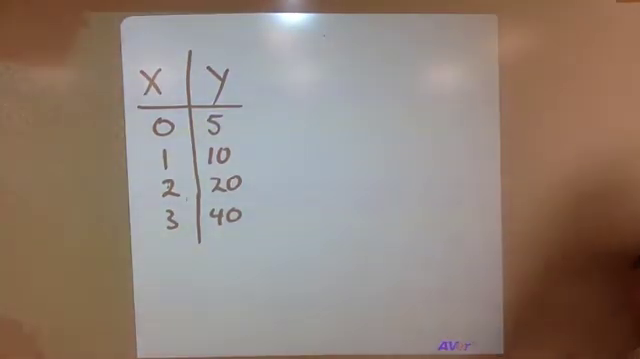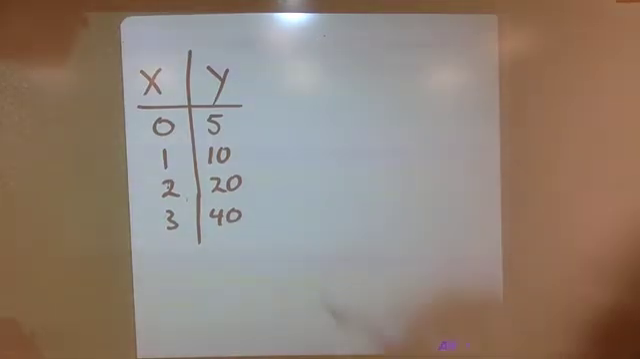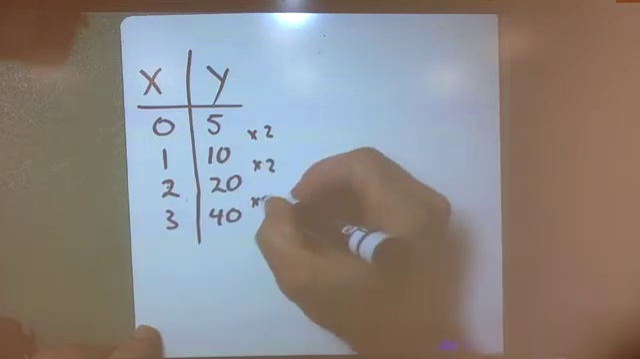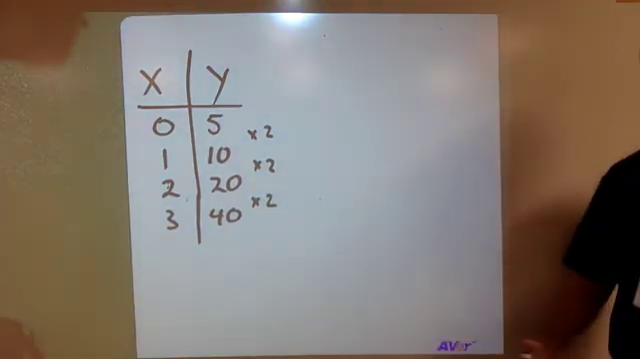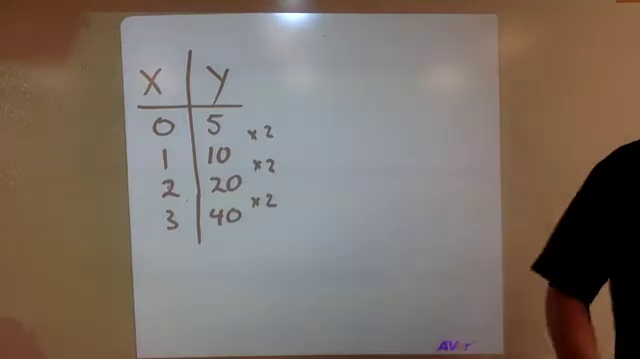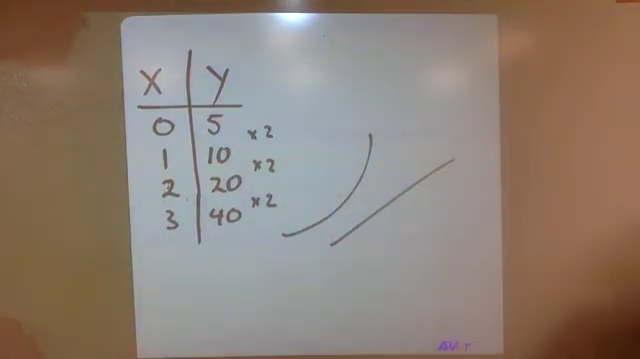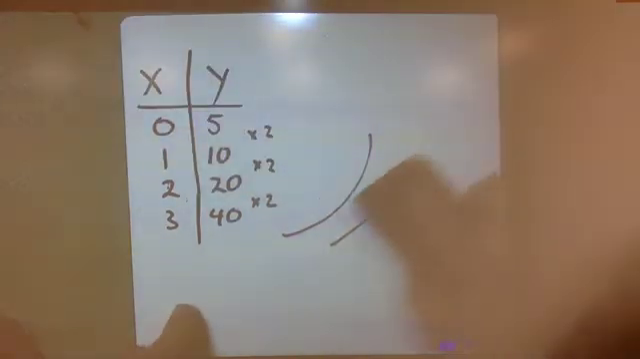So let's go back to the basics. How do we know this is exponential? Because we look for the rate of change. How are we getting from one number to the next? We're multiplying by 2. Since we're multiplying and not adding, it's exponential. That means our curve is going to be a curve, not a straight line. We're multiplying, we're not adding.